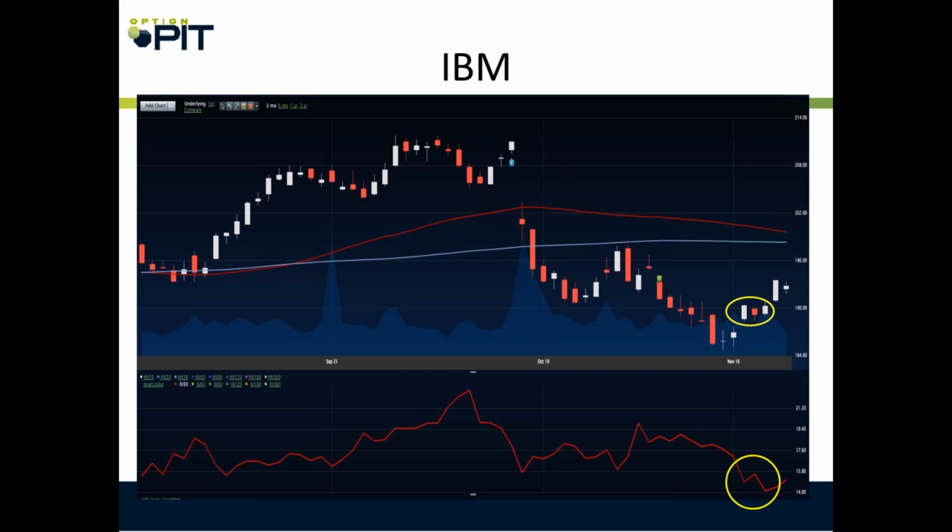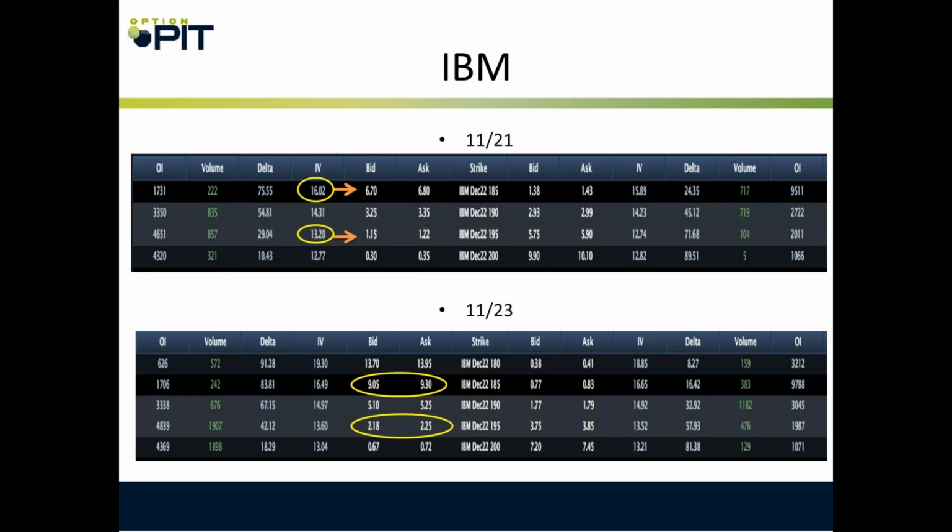So here's IBM. I think you can clearly see IBM vol is very low here. So again, I think IBM is going to rally. On the 21st, I buy a call for $6.80, or I buy 5 of the 195 calls for $1.22. Well, 2 days later, I made a good trade. My 185 calls are worth $9.30, and my 195 calls are worth $2.25. Look, though, the implied volatility went up instead of down in this case. It went from 13.20 to about 13.60, and 16.02 to 16.49.